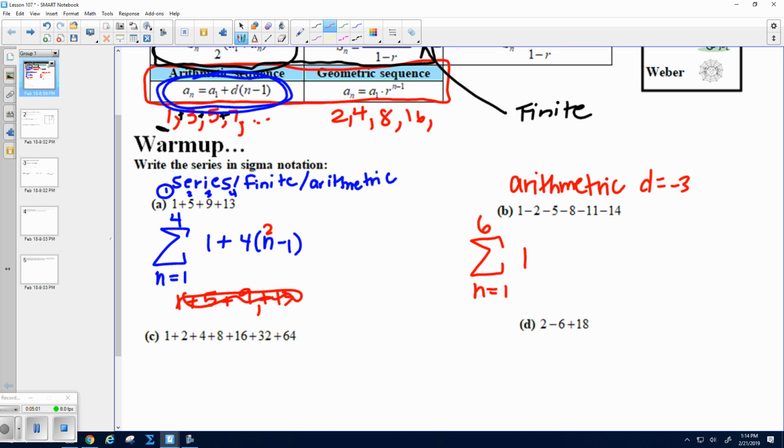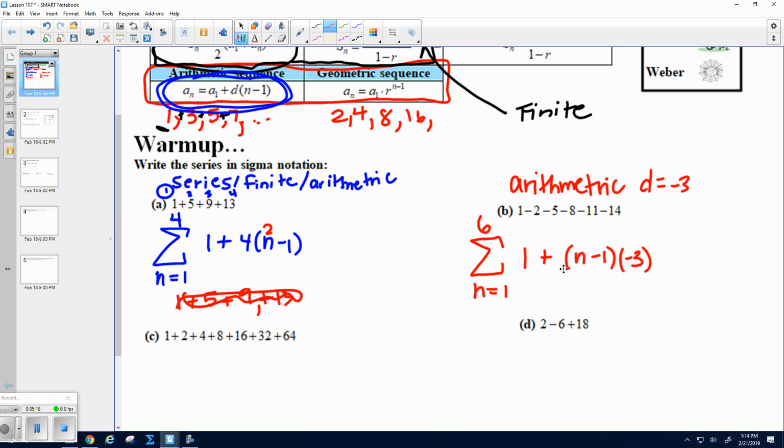plus my common difference. I like to put that d at the end. So times n minus 1 and then plug in my common difference. But if you put it here before the parentheses, that's the same thing. All right? And you could leave that. And you could check it.